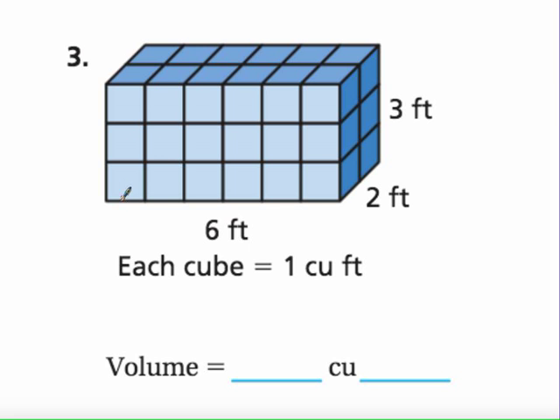Okay, we know that it's 6 feet wide because 1 foot, 1 foot, 1 foot, 1 foot, 1 foot, 1 foot. There's 6. It's 2 feet deep, so there's 2 of them deep, and then there's 3 tall, so 3 feet tall. Okay, so all we do is multiply these 3 together to figure out what our volume would be. So 3 times 2 is 6, and 6 times 6 is 36, and this time it would be cubic feet, which are much bigger than cubic centimeters or cubic inches.